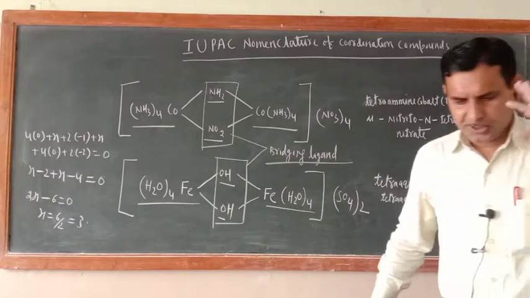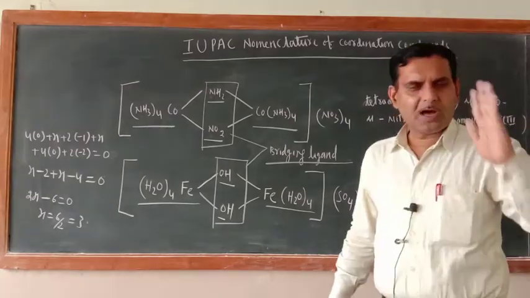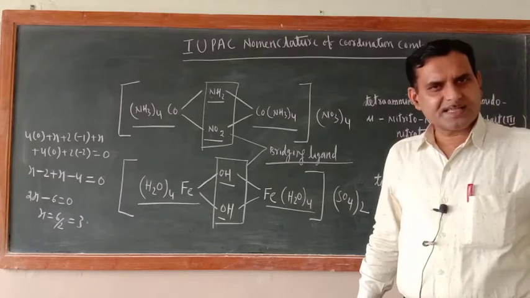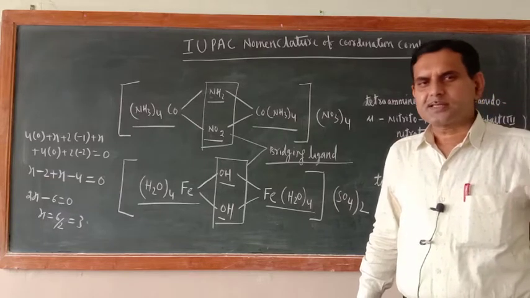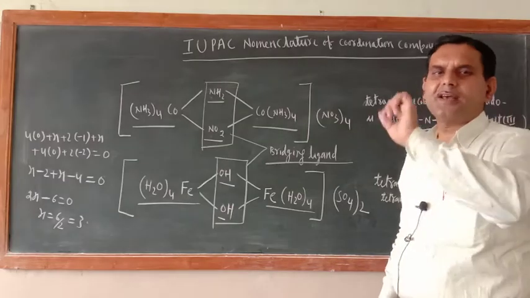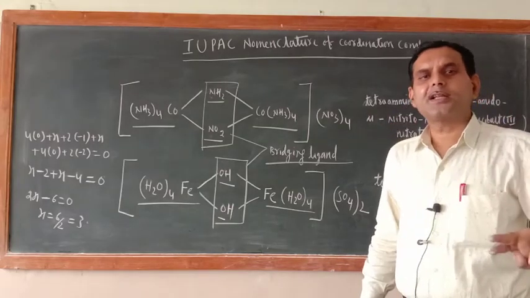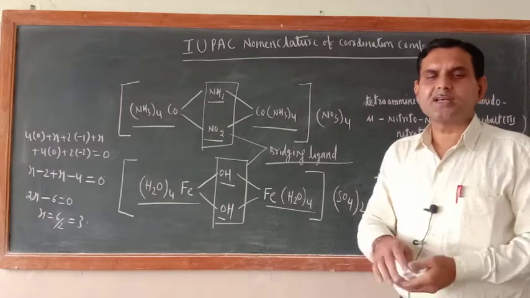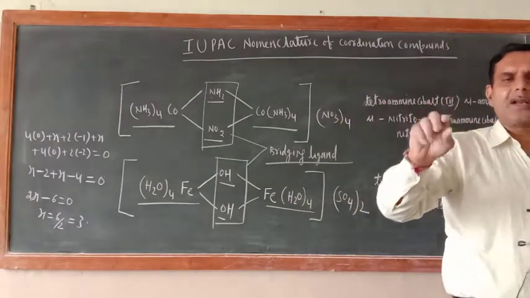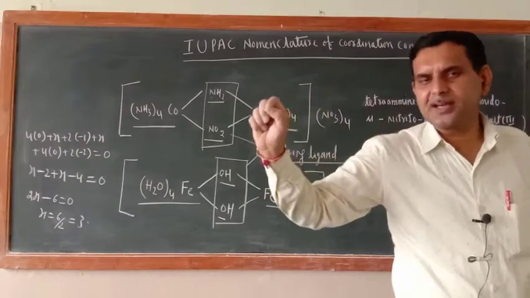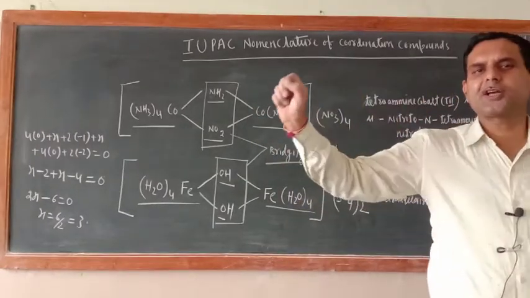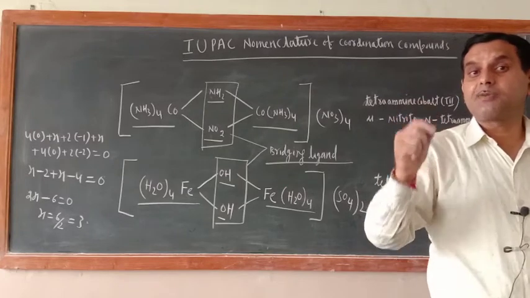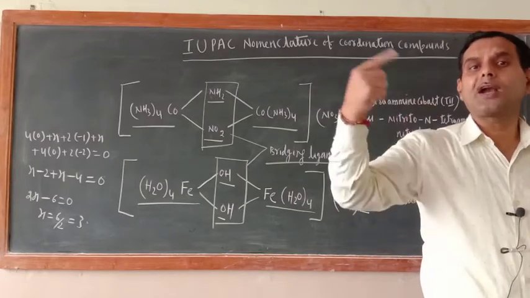Now here, the formula was given and you have to write the IUPAC name. Vice versa is also possible. Suppose they give the IUPAC name and ask you to write the formula of that coordination compound. That means two kinds of questions. Number one, write the IUPAC name of the following coordination compound. Second, write the formula of the following coordination compound.